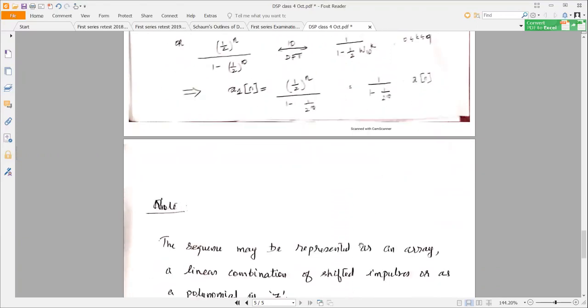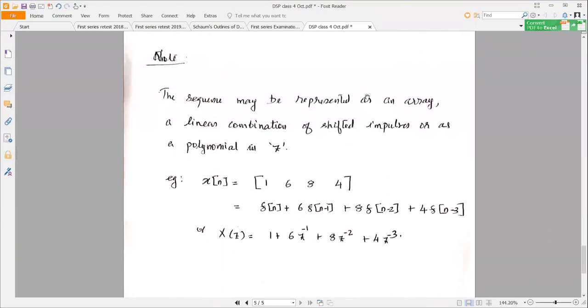And now finally, this is not a numerical problem, but I want you to look at this very carefully, because tomorrow you might see some questions which are represented in different forms. Any sequence can be represented as an array. For example, you can represent x of n is equal to 1, 6, 8, 4, which is also a linear combination of shifted impulses: delta of n plus 6 delta of n minus 1 plus 8 delta of n minus 2 plus 4 delta of n minus 3. In the Z domain, you can represent this as X of z is equal to 1 plus 6z raised to minus 1 plus 8z raised to minus 2 plus 4z raised to minus 3.